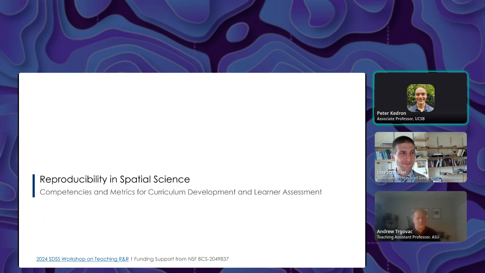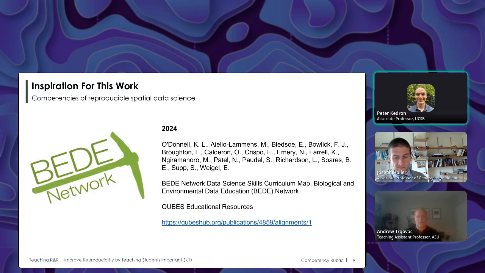But we wanted to start at the curricular level. So thinking at this top high level of presenting what are the set of competencies that we want people to take away? What skills do we want students to learn when we teach R and spatial data science and GI science and geography writ large? And then how do we build curriculum around those skills, and then also have different forms of learner assessment?